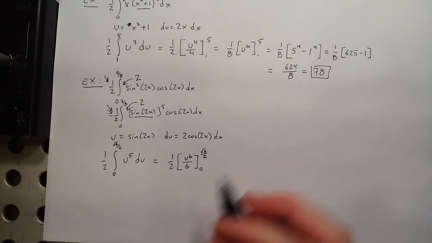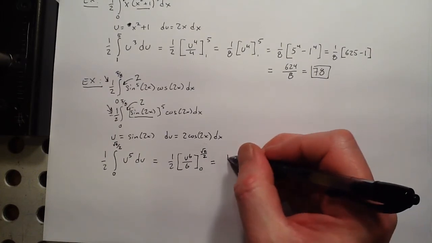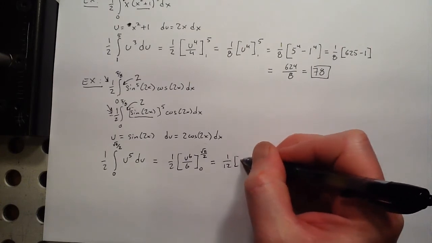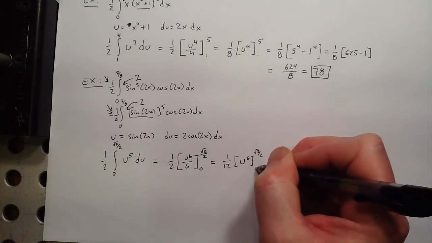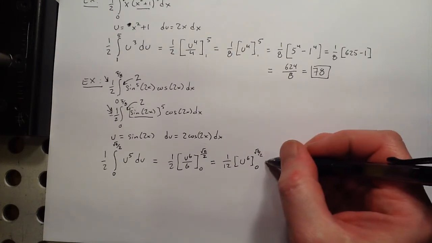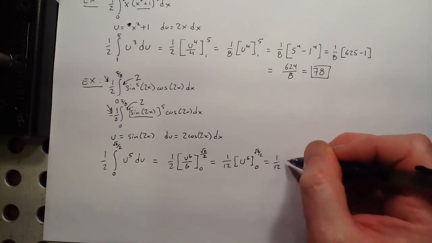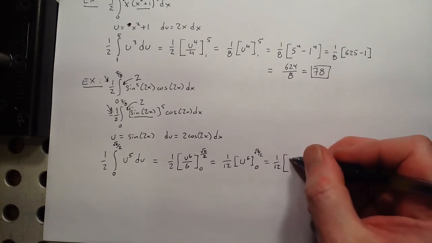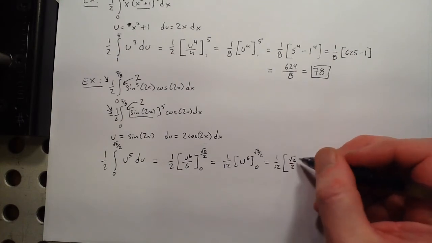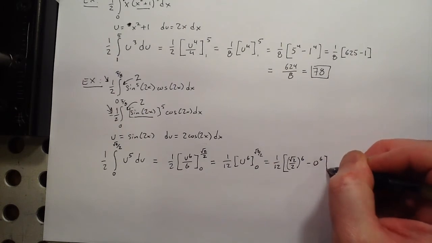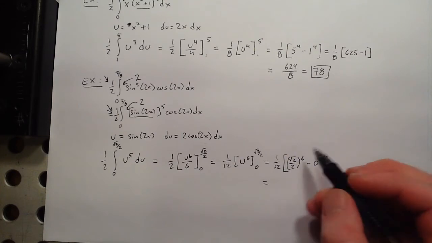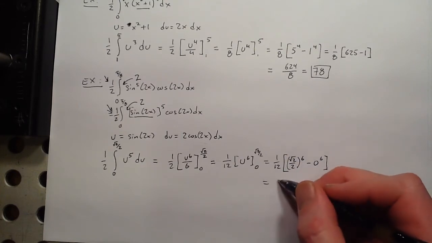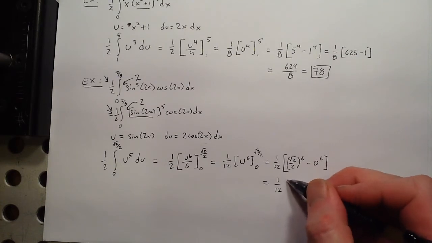I'm going to take that 6 to the outside. That's 1/12 times u to the 6th, and the square root of 2 over 2 is the upper limit. That's 1/12 times square root of 2 over 2 to the 6th minus 0 to the 6th. Right? And then this is a little bit of, I suppose, Algebra 1 or something when you learn how to do this. Maybe Algebra 1 Advanced.